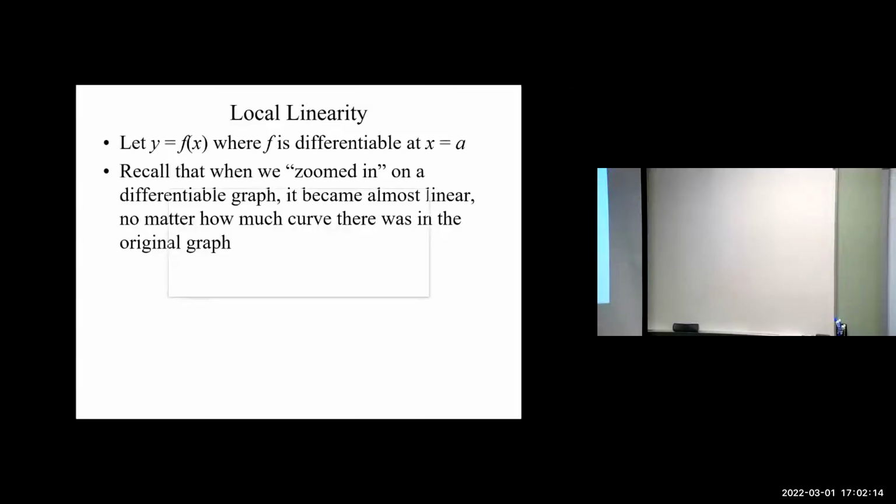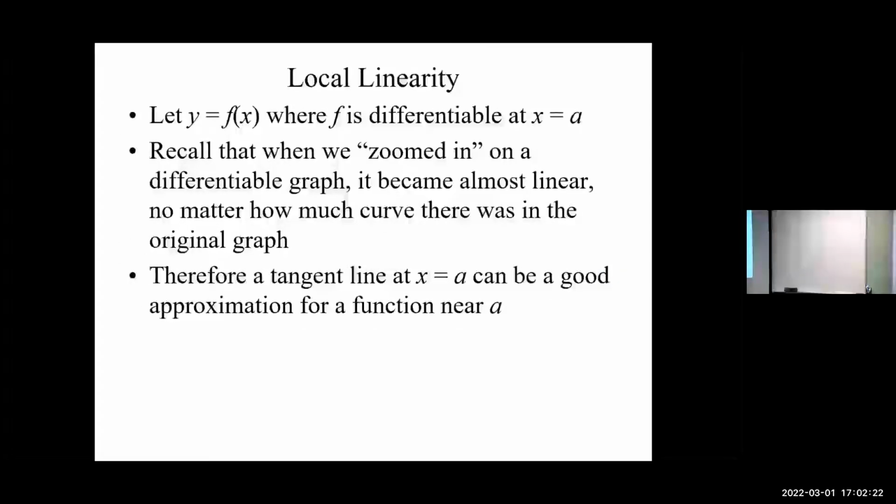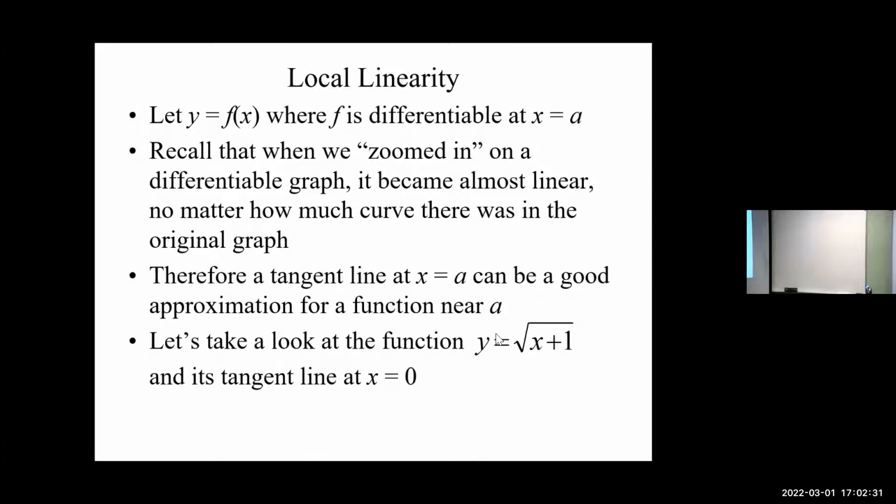However curved the graph is, it eventually looks straight. That's the idea behind local linearity. Why is that important? Well, that means it's differentiable, and that means we can use a tangent line to approximate it locally. So right now we're just talking in 2D, just to kind of orient ourselves to what we're going to be talking about.